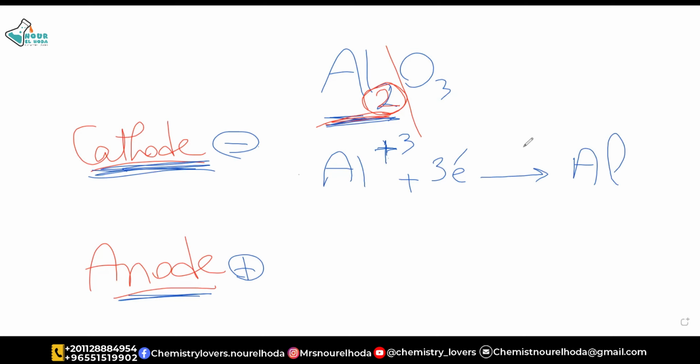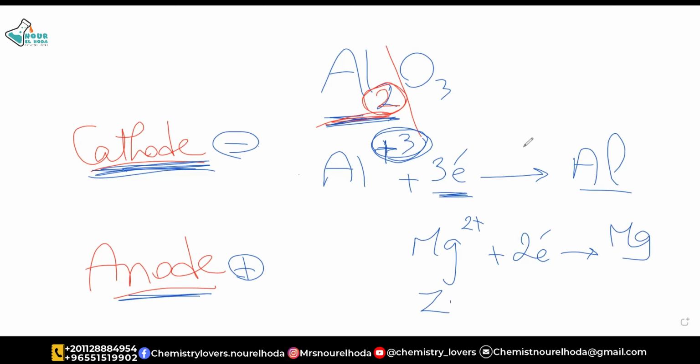Again, as I told you last Wednesday, if I have aluminium 3+, I need to add 3 electrons to give aluminium. If it was, let's say, magnesium 2+, I need to add 2 electrons to give magnesium. If I have zinc 2+, I need to add 2 electrons to form zinc. And so on. Every time, you need to add electrons. Whatever the positive charge is, you need to add that number of electrons here.